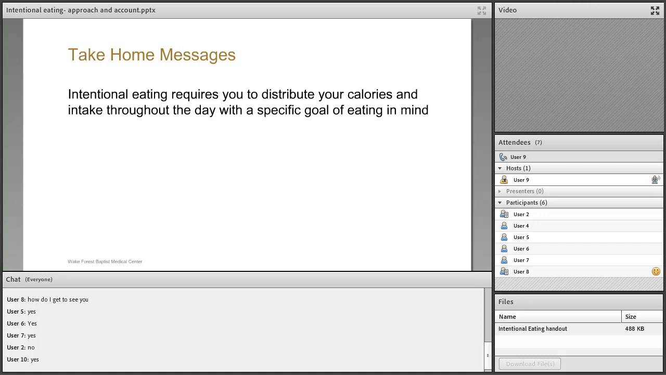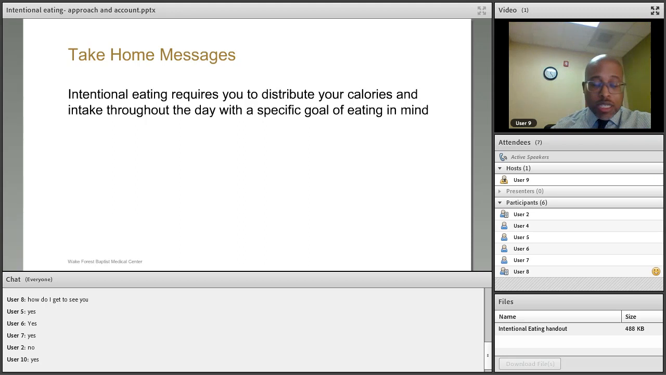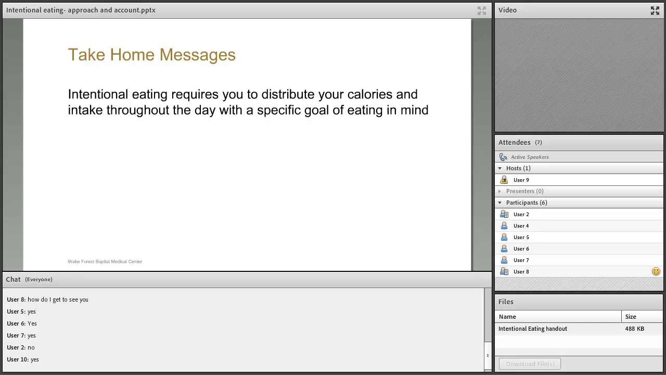So, take home message. Intentional eating requires you to distribute your calorie intake throughout the day, but you have to have a specific goal in mind for eating. So it's not just I'm eating because I'm hungry and that's the only reason I'm eating. I'm making specific choices because I have specific goals in mind. And those goals can be health maintenance, or they can be about improving health, modifying disease risk, modifying or treating current disease. Any of those types of things can be part of your goal making when you start thinking about intentional eating.